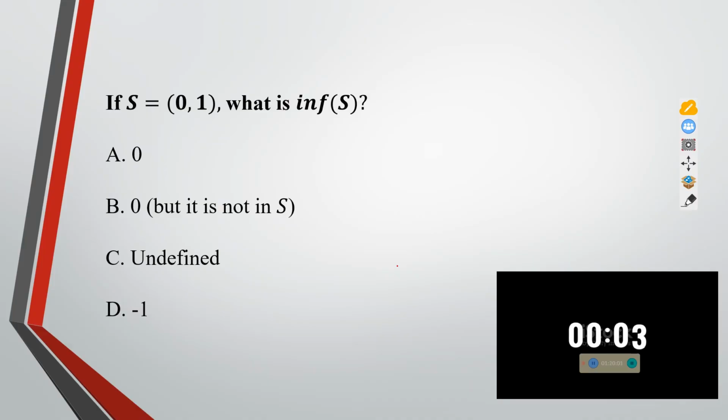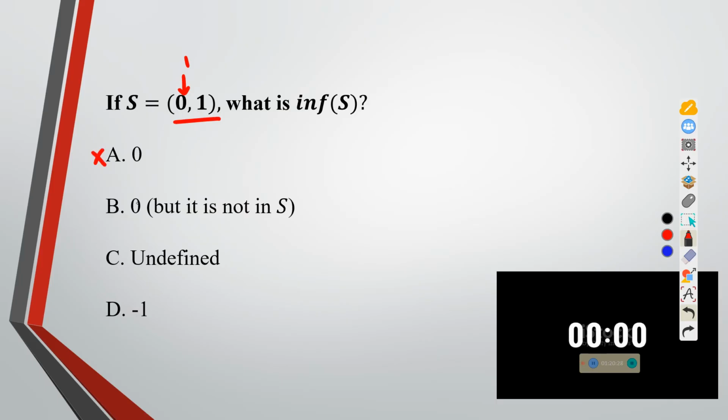Next, if S is equal to (0, 1), what is the infimum of S? The infimum of S will be 0. However, 0 is not part of the set. So this would be correct, but it omits the important point that 0 is not part of this set. Though 0 is the infimum, 0 is not part of this set.